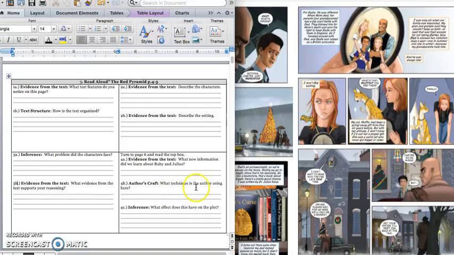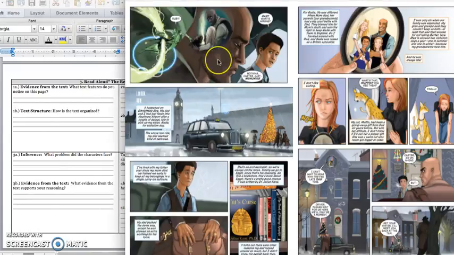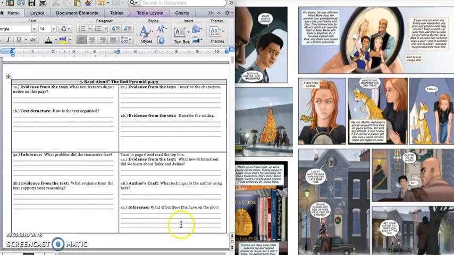It says, what technique is the author using here? And we know the author is using flashback. The author is using flashback. Silently write that down. And flashback is when it's just when the author brings up a memory. The author brings up something that happened in the past. Press pause to write that down for 4B. Press play when you're ready for 4C.